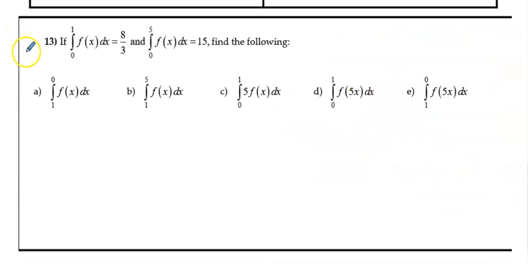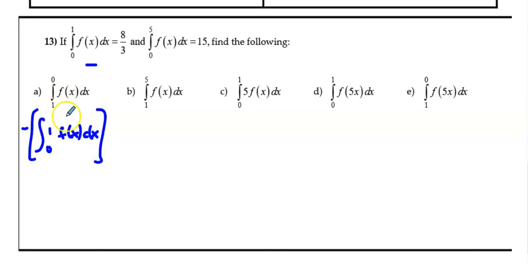So question number 13 says the integral from 0 to 1 of f of x dx is equal to 8/3, and the integral from 0 to 5 of f of x dx equals 15. Find the following. So the first one, a, is not even worth really discussing. Notice that the only difference is that on this first integral right here, we've just switched 0 and 1, right? We flip-flopped them. So you guys know that if I were to take a negative out, I could then have the same thing back.